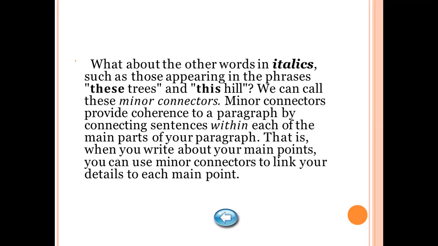What about the other words in italics, such as those appearing in the phrases these trees, this hill? We can call these minor connectors. Minor connectors provide coherence to a paragraph by connecting sentences within each of the main parts of your paragraph. That is, when you write about your main points, you can use minor connectors to link your details to each main point.